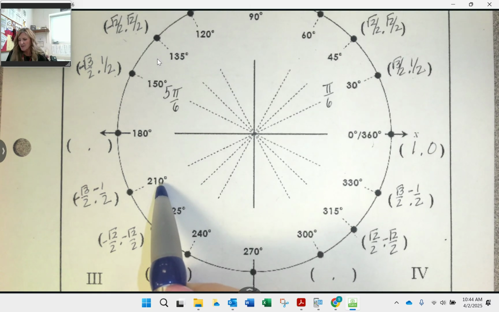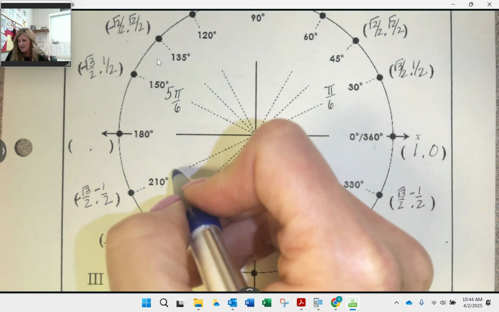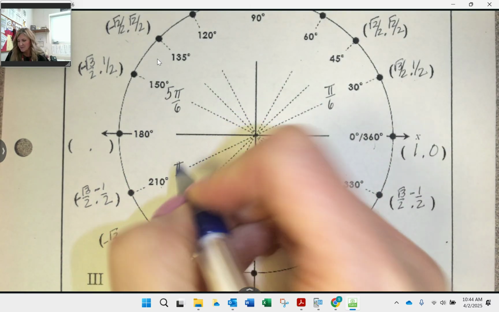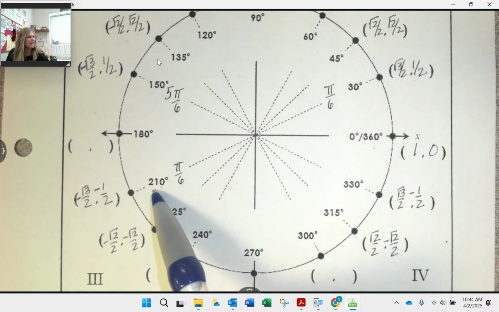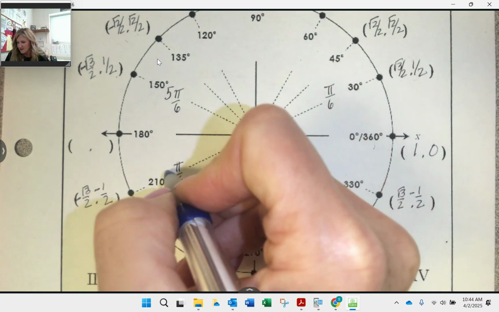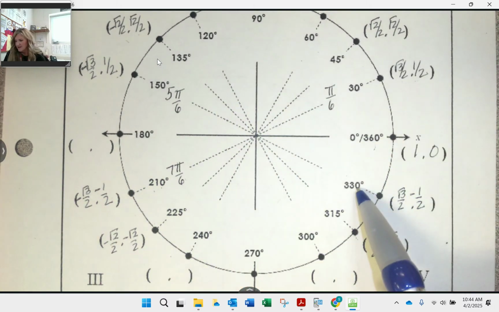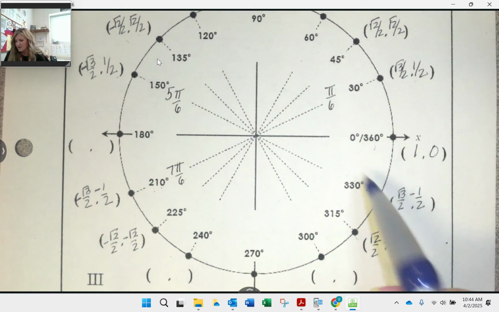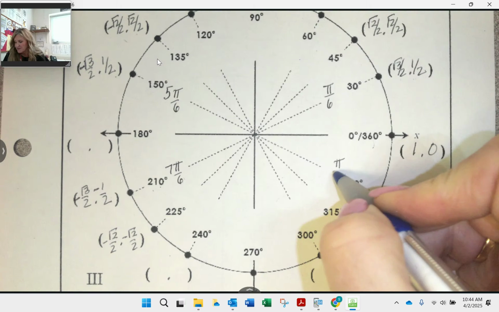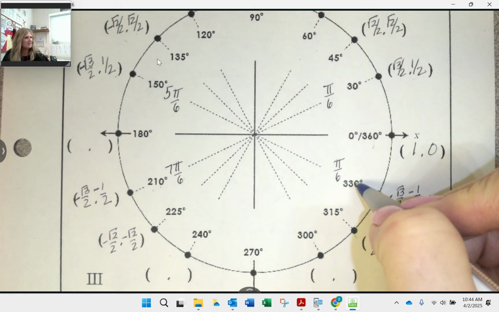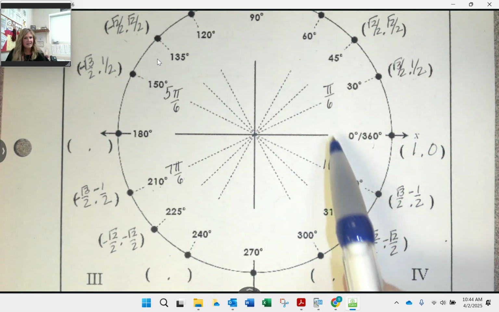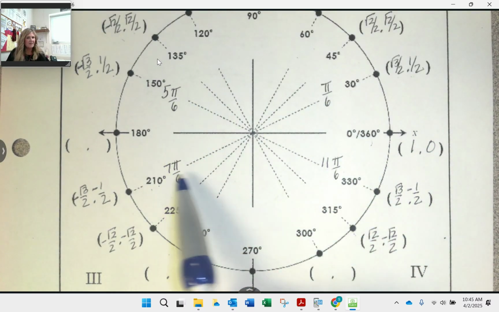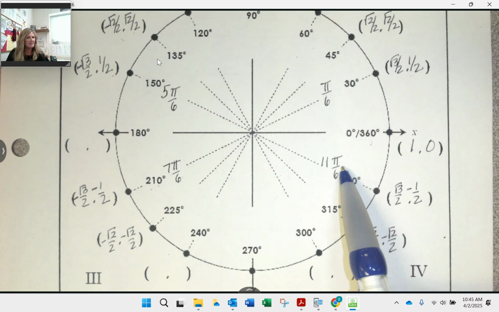Here's the other one with the 30-degree reference. This has to be 30 times something. What is it? 30 times what is 210? 7. Okay, great. Here's another one with a 30-degree reference. It has to be something times 30. What is it? 11. Good job. See how all those with the 30-degree references have the pi over 6.